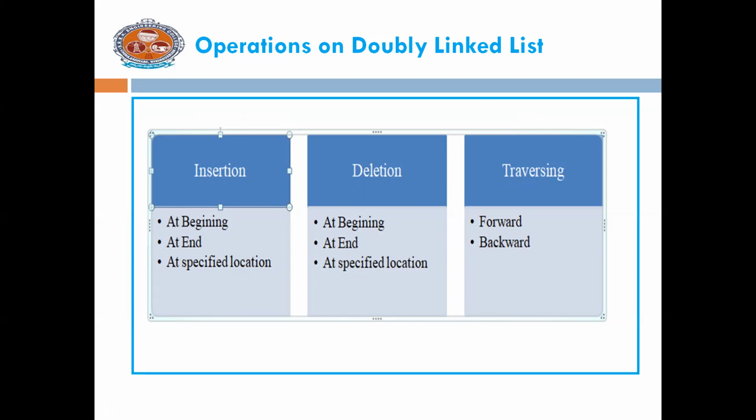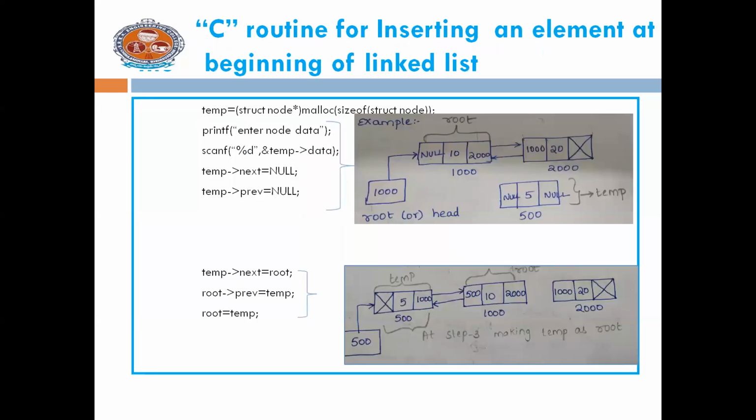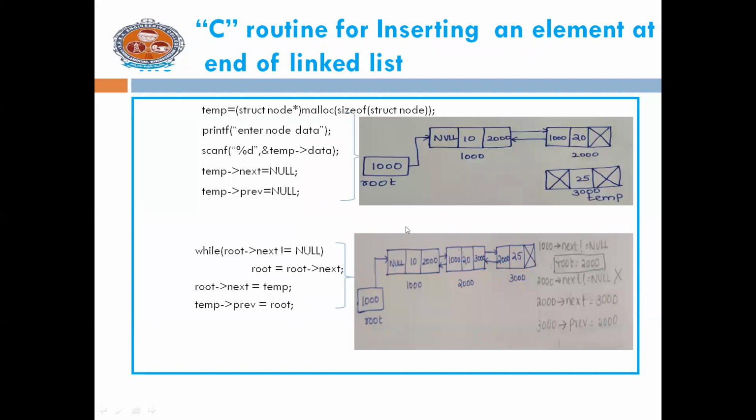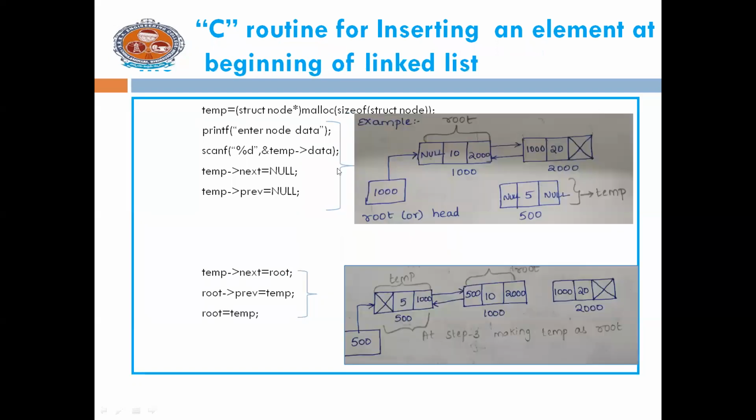So the main operations are forward, printing all the elements in the forward direction, or printing the elements in reverse direction. And next, see the routine for inserting an element at the beginning of the list. Have a look at this picture so that it will be more clear for you. So here this is the existing list which is containing 2 nodes.